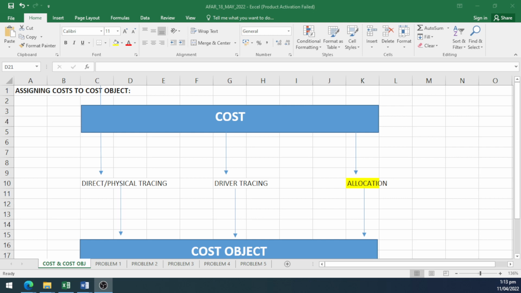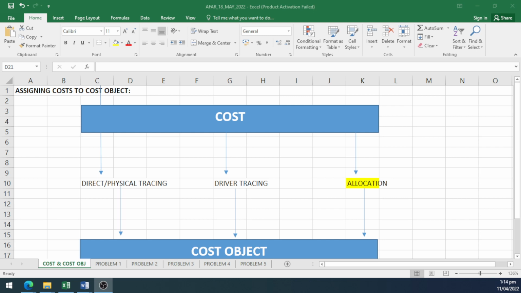So strictly speaking, if we talk about allocation, we refer to assigning factory overhead to the products or to cost object. Allocation is the process of assigning indirect manufacturing cost or indirect cost sa ating cost object. So, ang ating iti-take up, ladies and gentlemen, ay allocation of factory overhead.